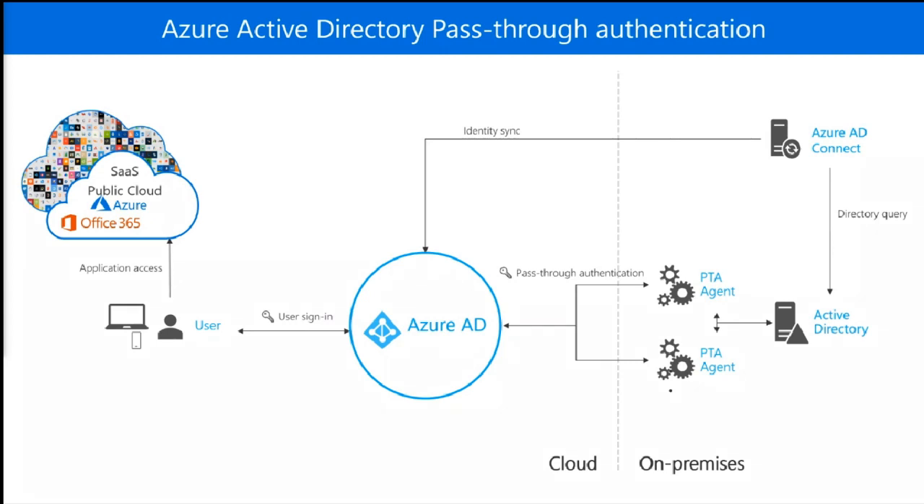Now, it's important to note that using password hash sync, we do get access to this leaked credentials report because we're doing the synchronization of the hashes. Using pass-through authentication, you do not have access to that unless you do password hash synchronization alongside pass-through authentication.